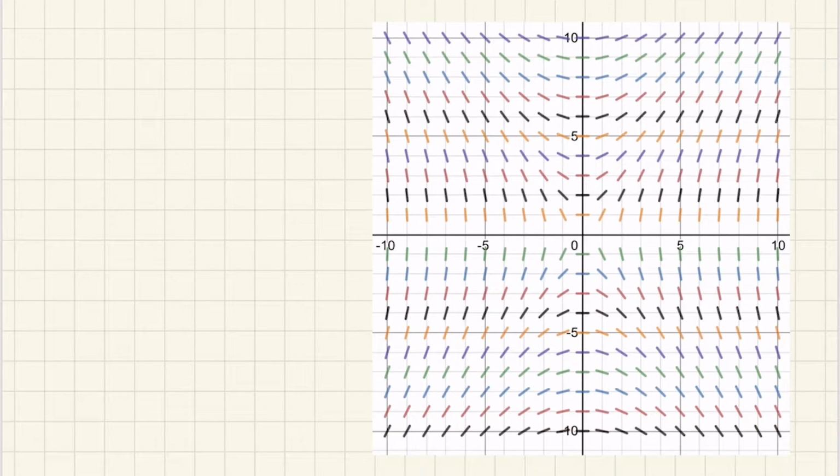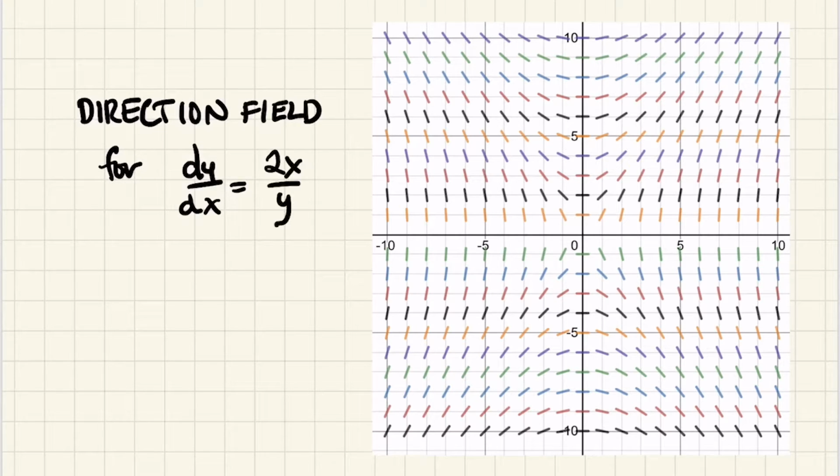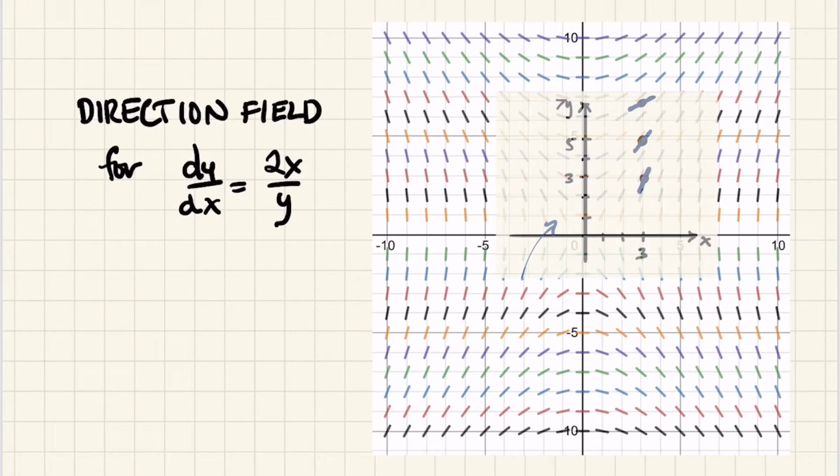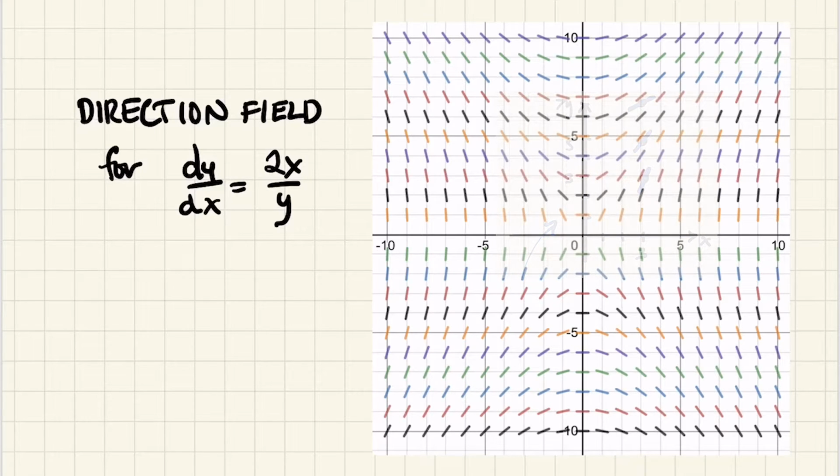All right, and I've pasted that direction field into our notes here. And comparing it with the 3 points that we found manually, it seems like we were on our way to generating the whole thing. And once you have this direction field generated, you can easily actually graph proposed solutions.